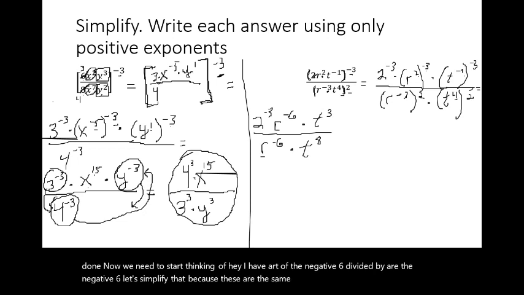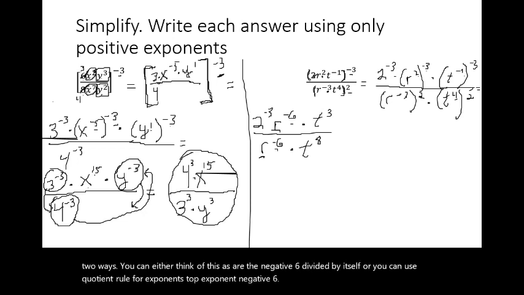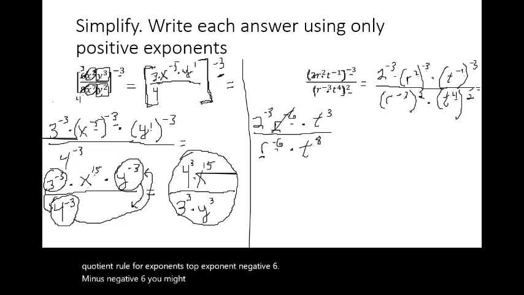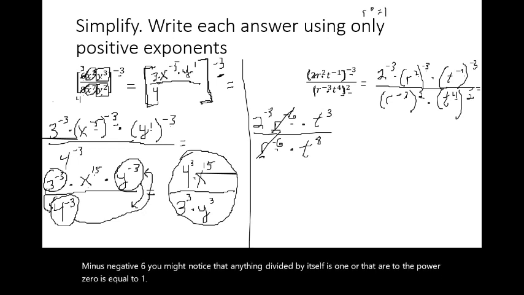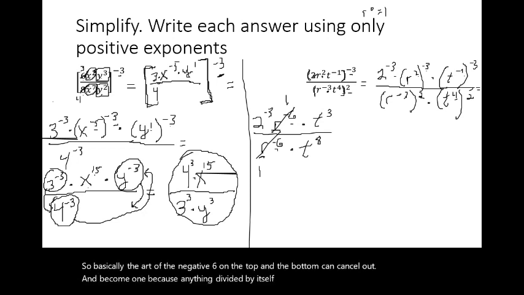Now, you can do this in one of two ways. You can either think of this as r to the negative 6 divided by itself, or you can use the quotient rule for exponents, top exponent negative 6 minus negative 6. You might notice that anything divided by itself is 1, or that r to the power 0 is equal to 1. So basically, the r to the negative 6 on the top and the bottom can cancel out and become 1 because anything divided by itself is 1 and anything raised to the power 0 is 1.